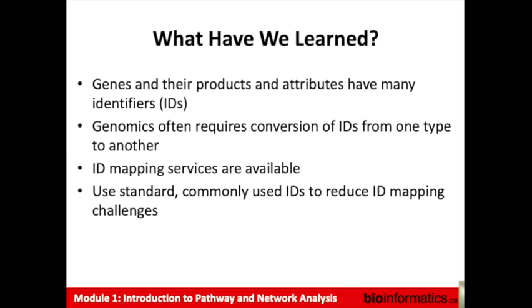So what have we learned in this section? Genes and products have attributes, and attributes have many identifiers. Genomics often requires some understanding of these identifiers and potentially conversion from one type to another. There are useful identifier mapping services available, and whenever you can, use standard commonly used identifiers to reduce ID mapping challenges in your workflow.